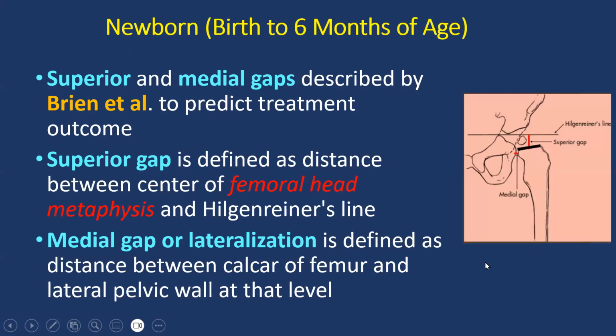So, I'm speaking about the superior and medial gaps described by Bryan et al. to predict treatment outcome. The superior gap is defined as the distance between the center of the femoral head, metaphysis, and Hilgenreiner's line. You draw a line from here to here, and this gives you the superior gap.